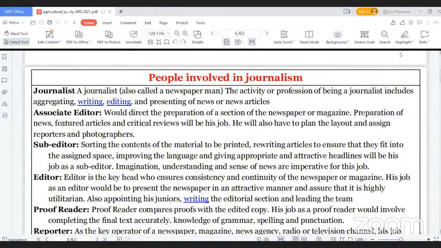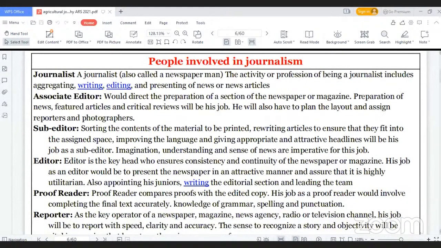There are some people involved in journalism. That's why it is known as mass media. You cannot say that only one person can give news. There are the journalist, associate editor, sub-editor, editor, proofreader, reporter. A journalist was a newspaper man. The activity or profession of being a journalist includes aggregating, writing, editing, or presenting news. You may aggregate the things, you may write the things, or you may edit in the journals.